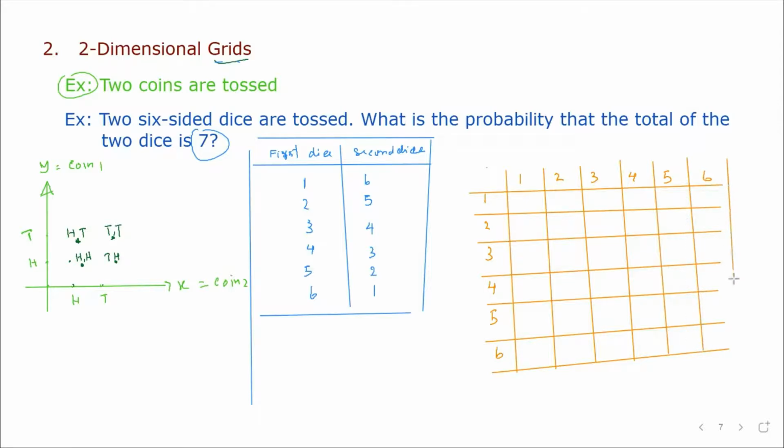But when you draw this grid table, it really helps me, because we can answer all the questions, not only saying 5 or only the number 7, but the sum of the two dice equal to 7. Okay, so then see this.